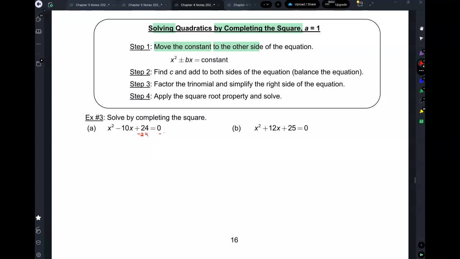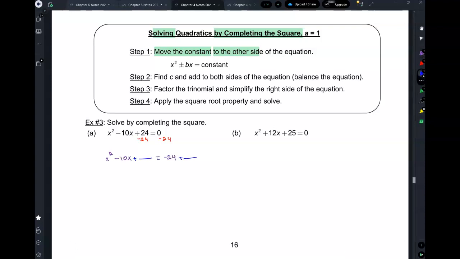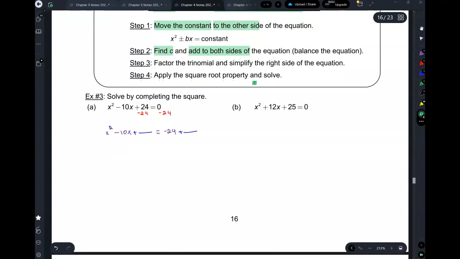So I subtract 24. So I get x squared minus 10x, plus a number, equals negative 24 plus a number. Right? So I moved the 24 here, but I need to add a number there. Now, step 2 is find c and add to both sides. Because remember how to find c? 10 over 2, that's 5, and then you have to square it, 25. So 25, 25.